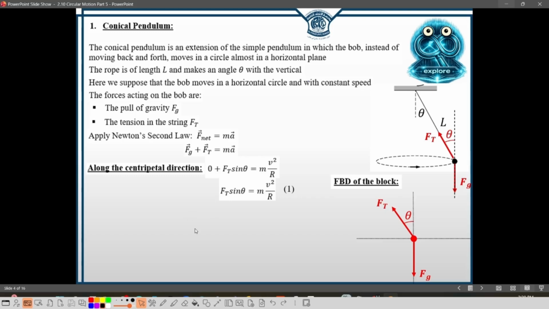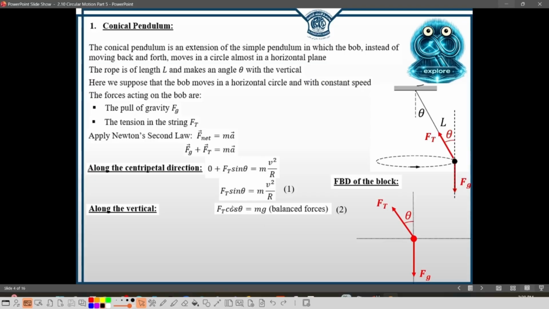Now let's apply the projection along the vertical. The two forces along the vertical are Ft cosine theta and Fg, and they are balanced because there is no relative motion vertically. So Ft cosine theta equals mg. Now this is our second equation. So now we have two equations.